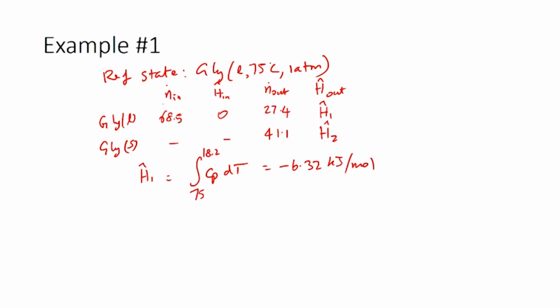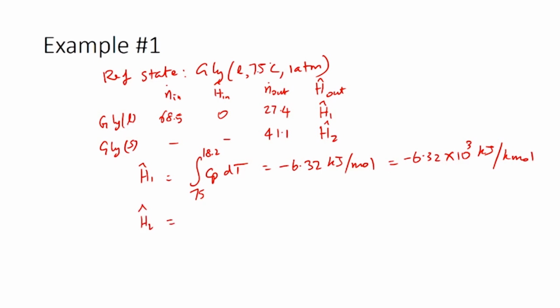So, since the values of the molar flow rates are in kilomoles per hour, we can convert this to kilomoles as well. So, you would have the value as minus 6.32 times 10 power 3 kilojoules per kilomole. Now, for the second enthalpy term, which is H2 cap, we have two steps.